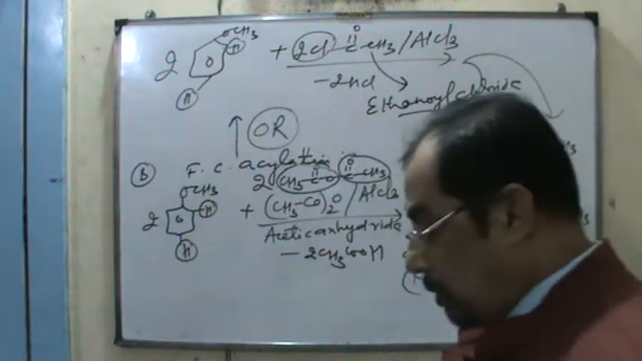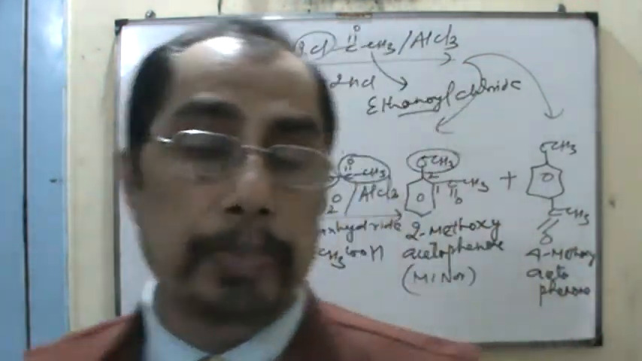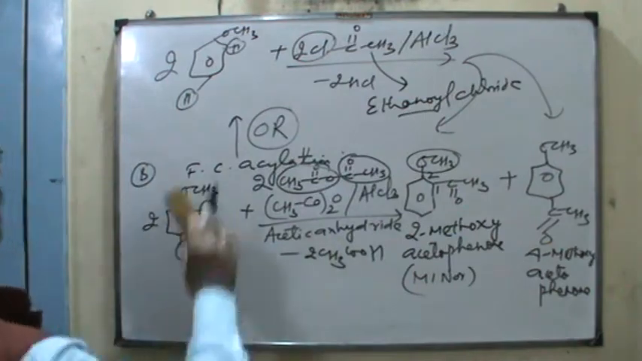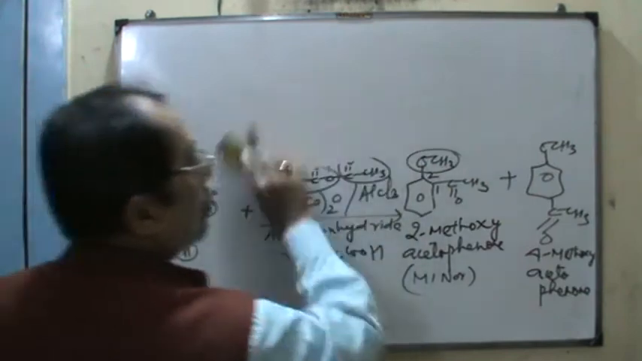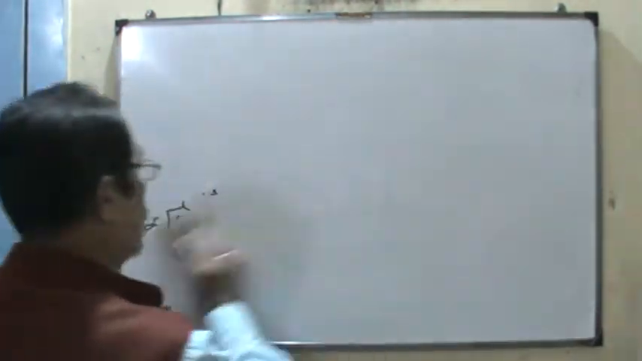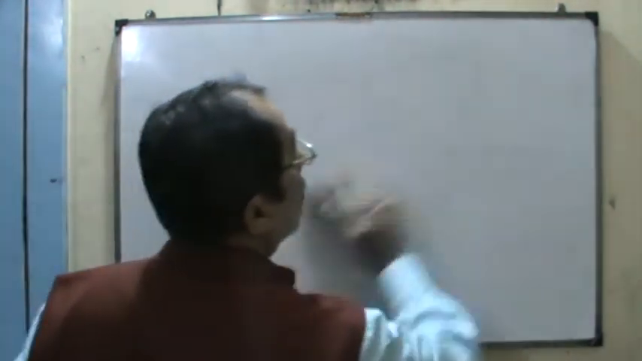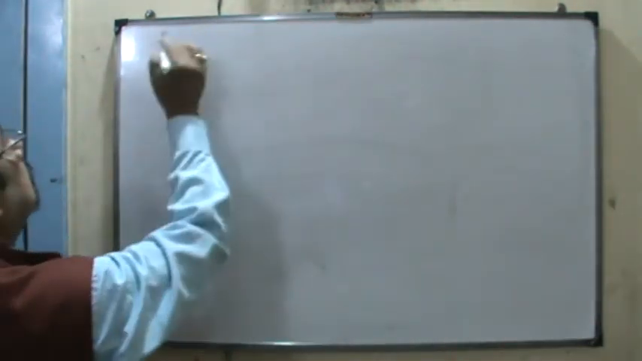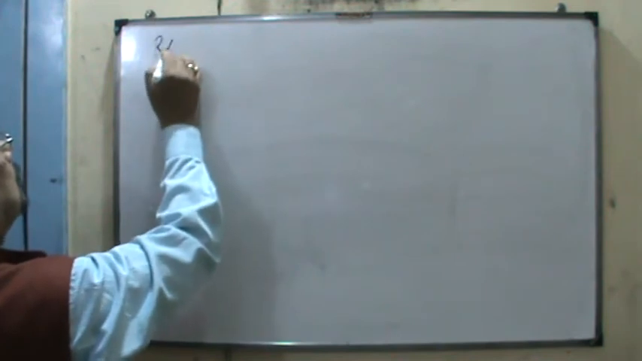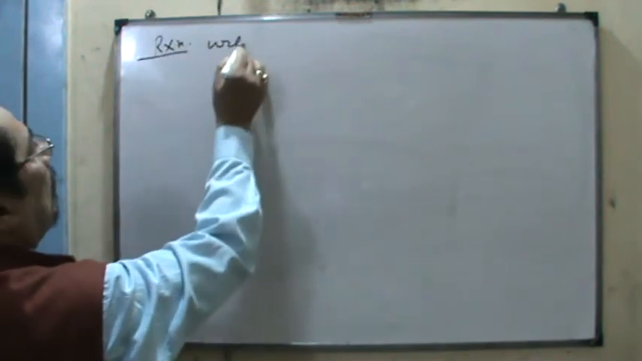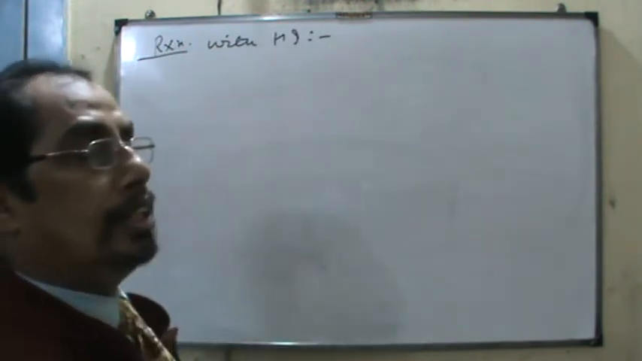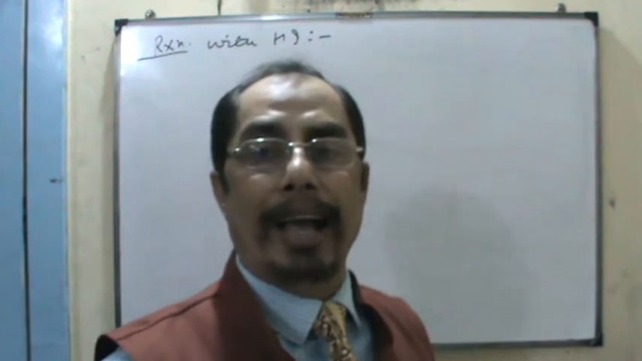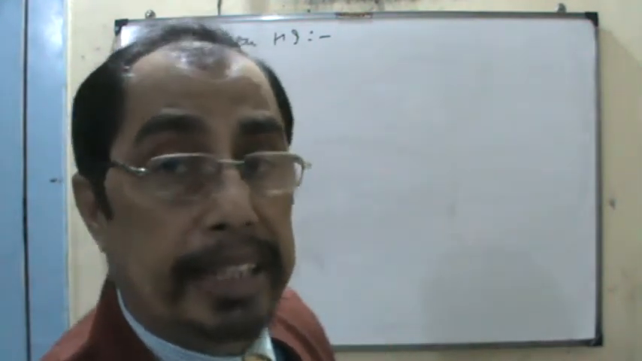Now, the chemical properties of aliphatic ether, the important reactions pertaining to HI. If I write here reaction with HI, you take it in two conditions. One is the cold condition and the other is the hot condition. I mean, one is the dilute and another is the concentrated.